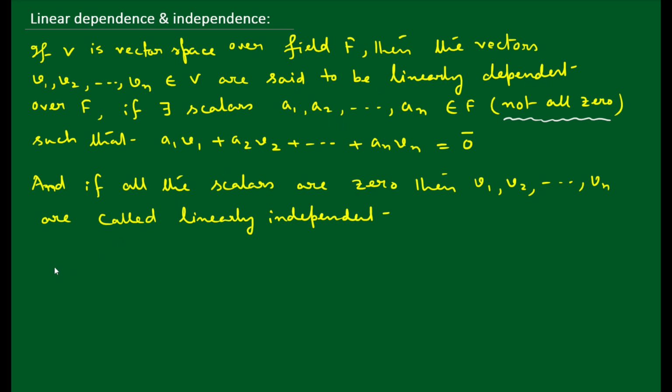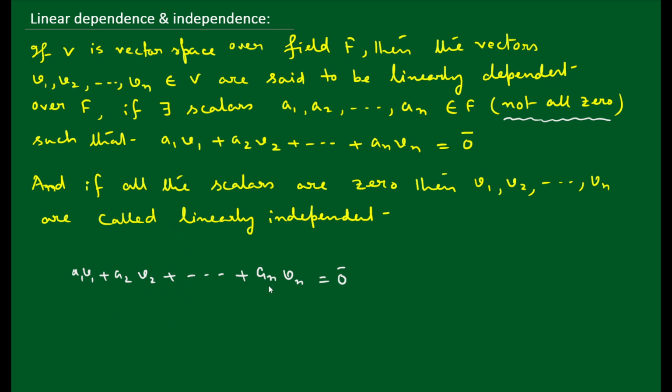So what does it mean? पहले हमें क्या करना होगा, जो vectors है उस वेक्टर्स को कुछ स्केलर के साथ एक कॉम्बिनेशन बनाना होगा. a1 v1 plus a2 v2 plus and then an vn is equal to how much? 0 bar. So what is 0 bar? 0 bar is the additive identity of the vector space. Okay, so this we already know from the very first lecture.